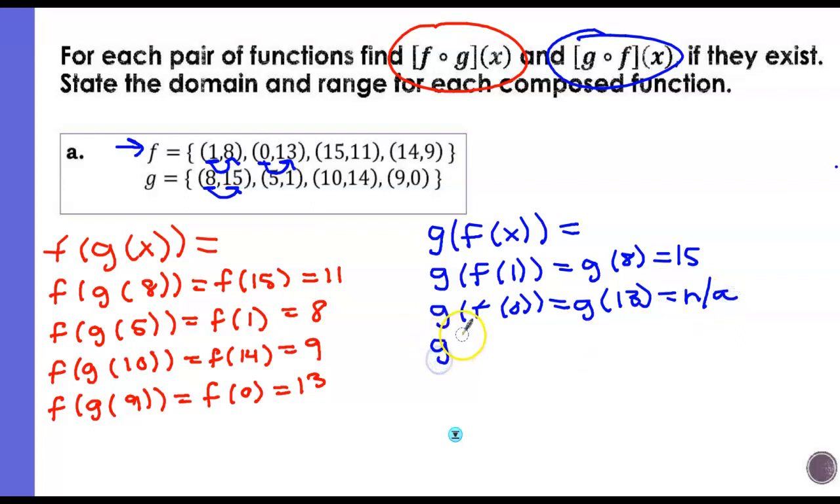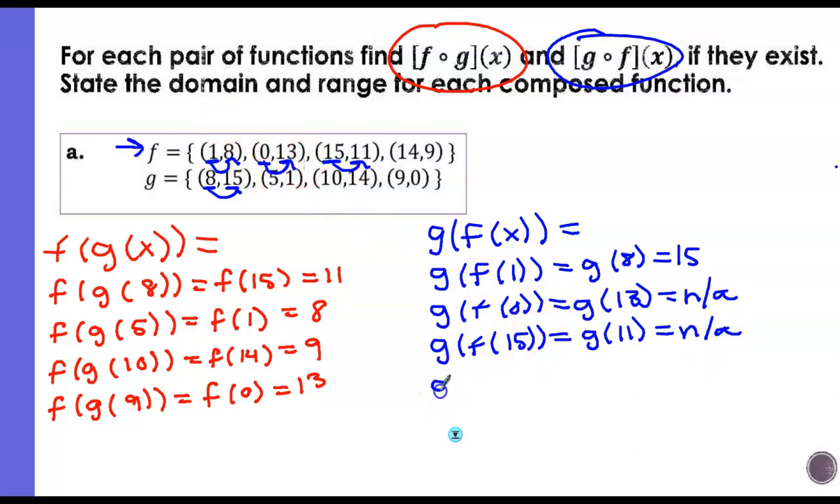Let's do g of f of 15. So f of 15 would give me 11. So working this inside of the parentheses would give me g of 11. But what is g of 11? I don't actually see anything. I don't see a part where the x value of g is 11.